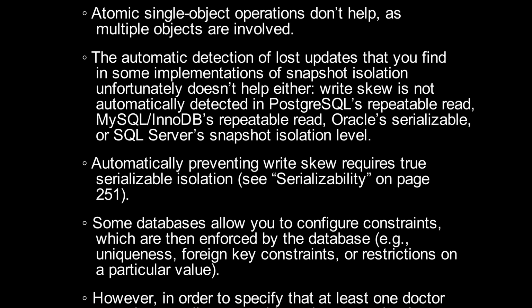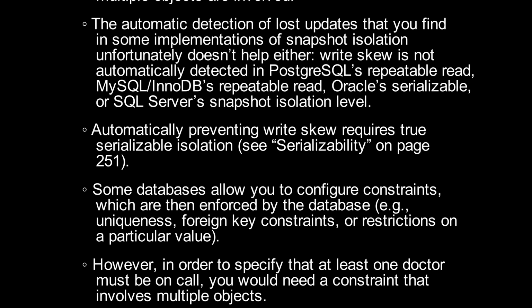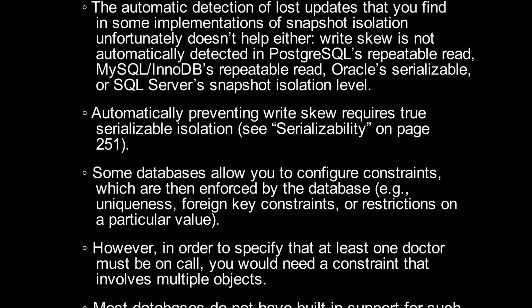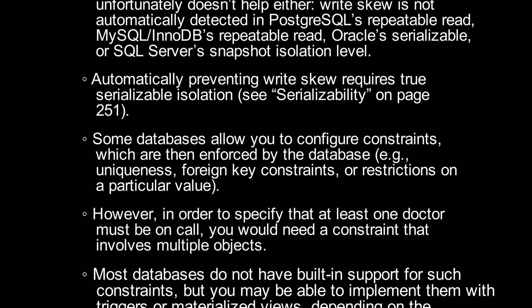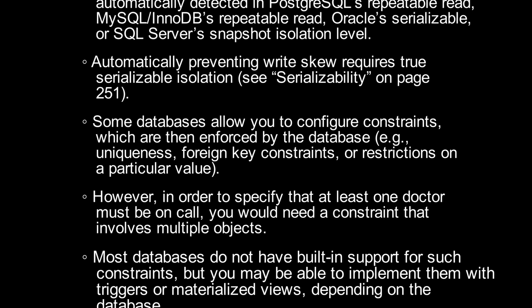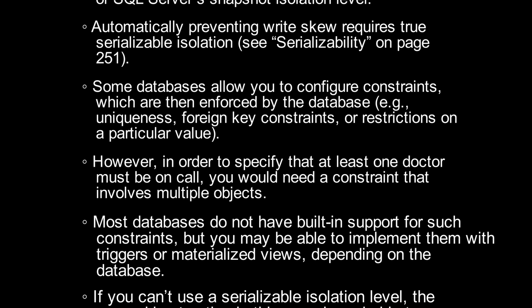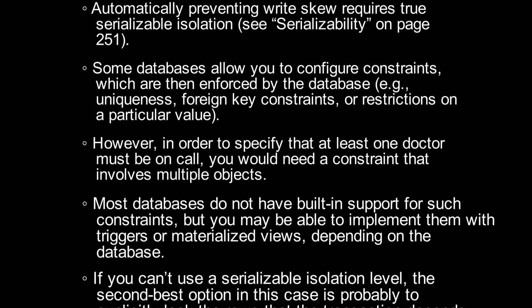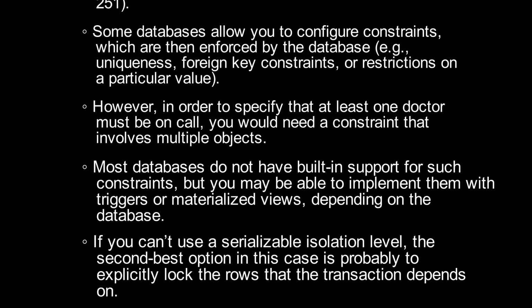Some databases allow you to configure constraints, which are then enforced by the database, for example uniqueness, foreign key constraints, or restrictions on a particular value. However, in order to specify that at least one doctor must be on call, you would need a constraint that involves multiple objects. Most databases do not have built-in support for such constraints, but you may be able to implement them with triggers or materialized views, depending on the database.